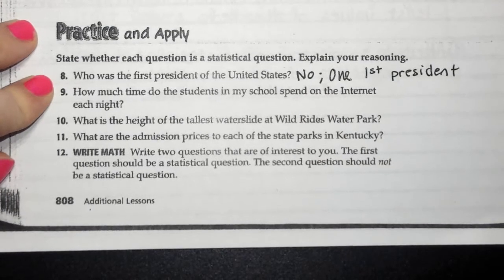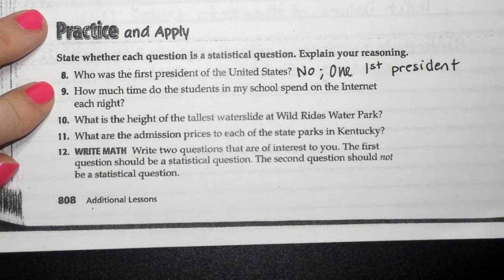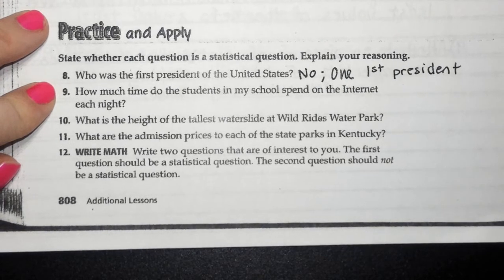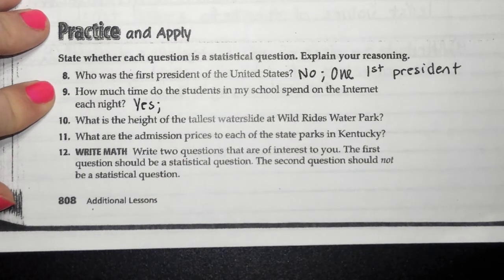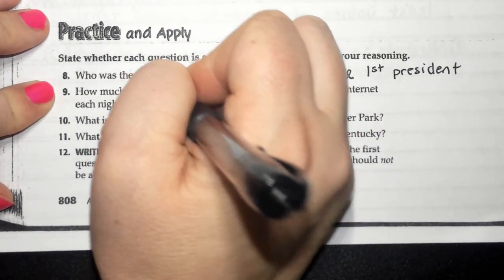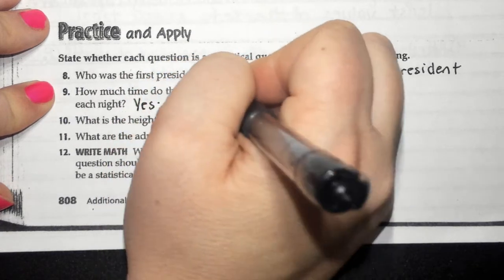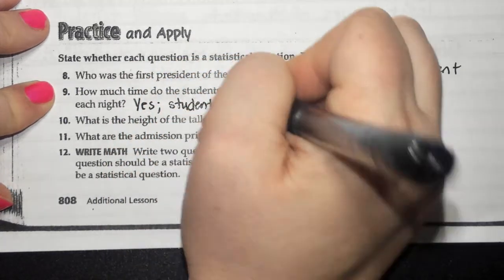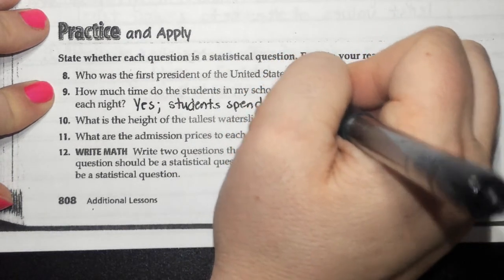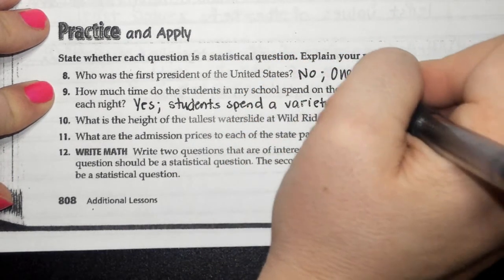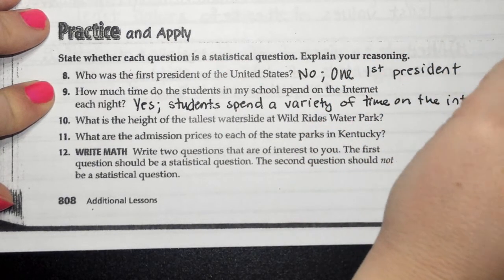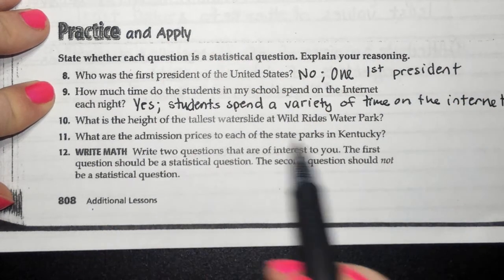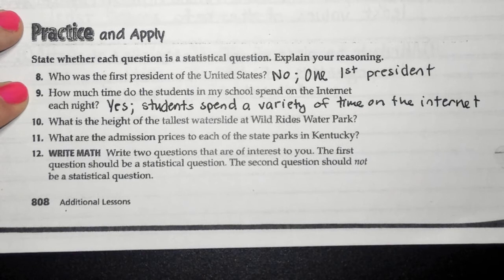Number 9. How much time do the students in my school spend on the internet each night? Statistical, yes or no, Ben? Yes. Why? Because it's the time. It could be a lot. Okay, so students spend, what was that word we underlined? A variety of time on the internet. Y'all agree with that? So I said yes because students spend a variety of time on the internet, which means I'm going to have more than one answer. All right, number 10.